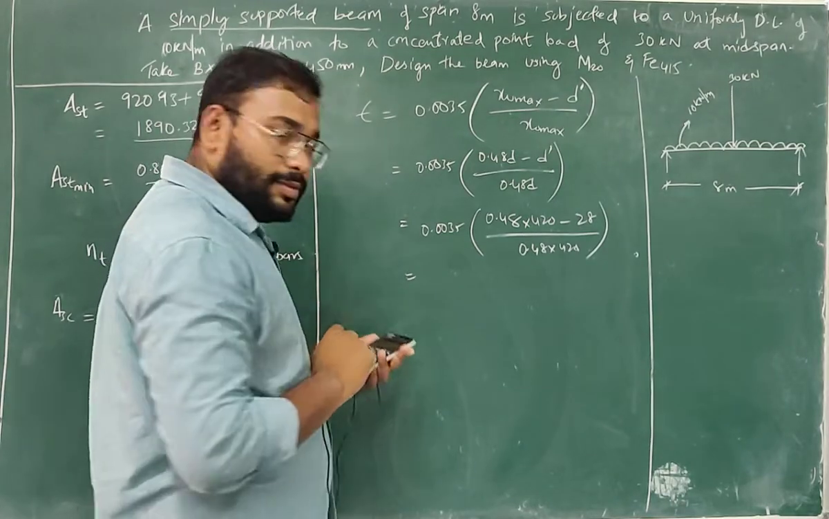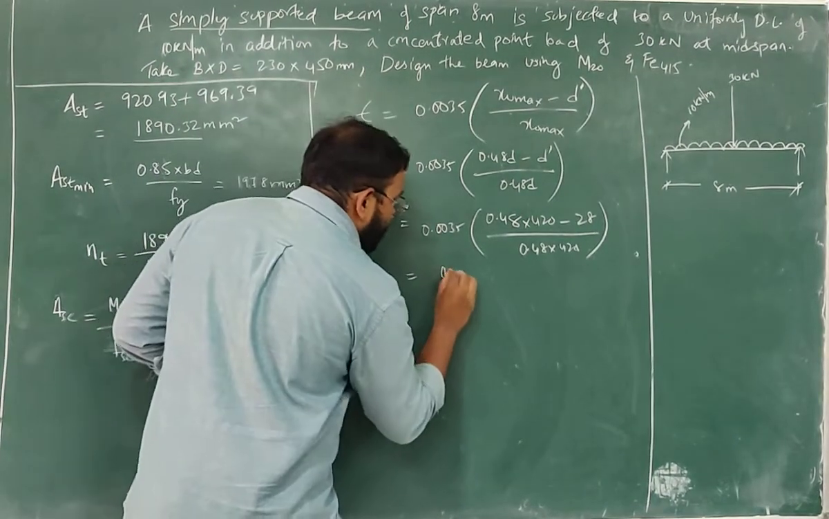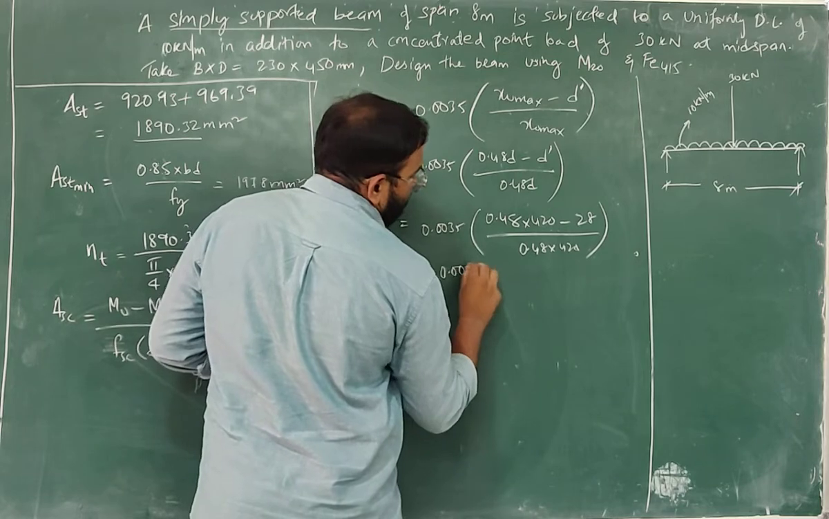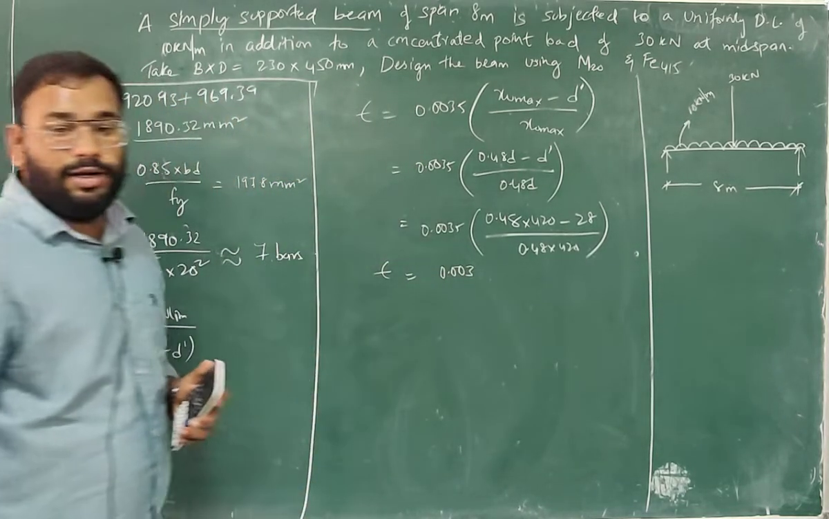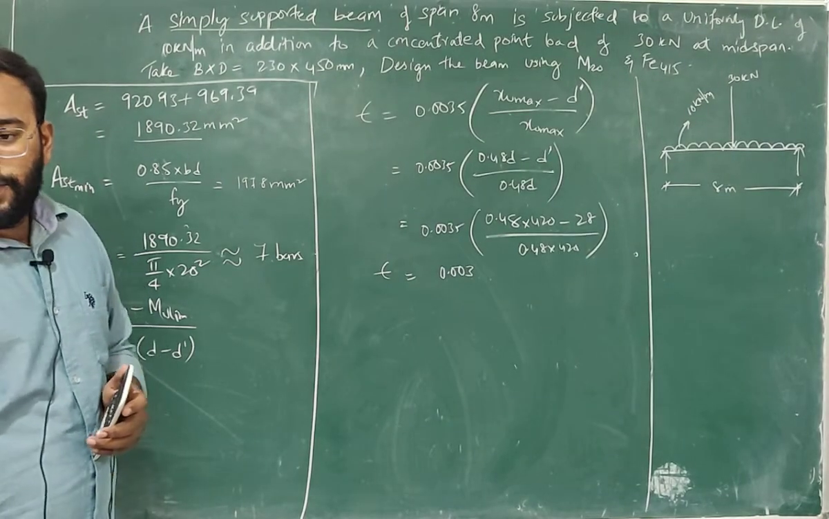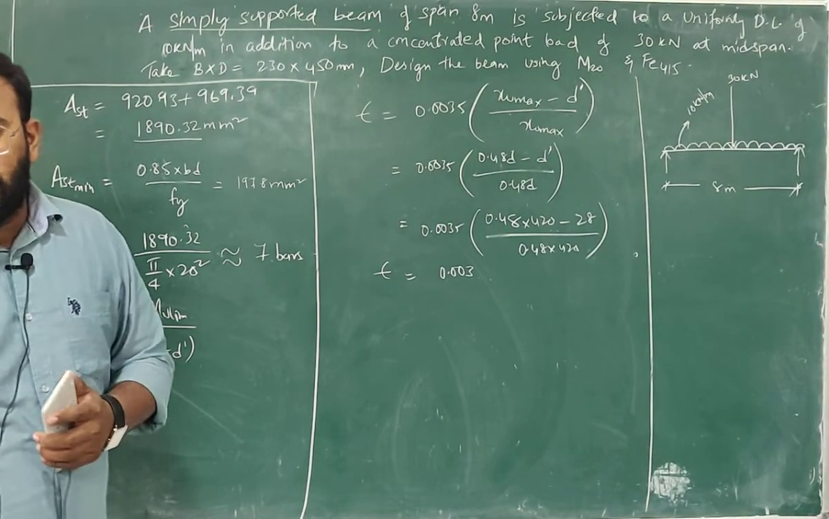0.003. Okay, so this is the strain. No units for strain. Now see that figure. What is that figure number?